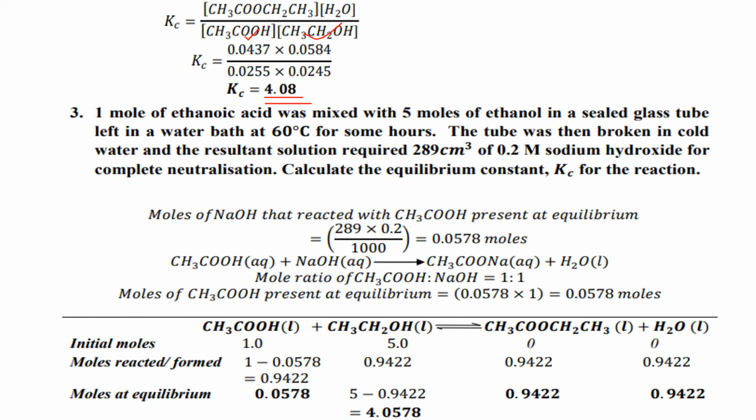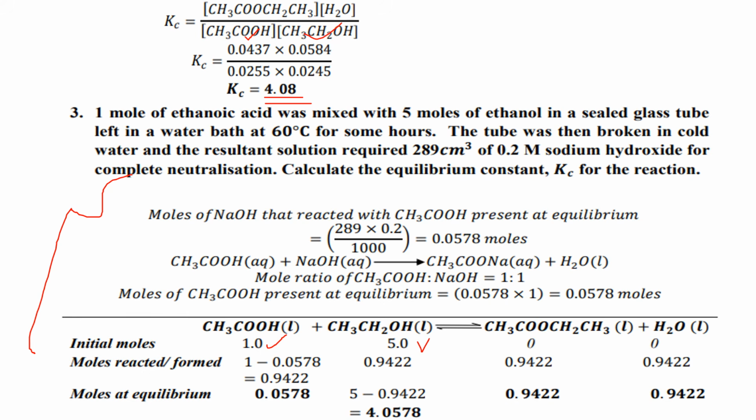Now Roman number 3, I'm just going to be very quick because this is the same thing I've been explaining. So part 3, you are being told 1 mole of ethanoic acid was mixed with 5 moles of ethanol in a sealed glass tube. That means that that's our initial moles. So assuming that I'm writing everything, let me explain everything simultaneously.